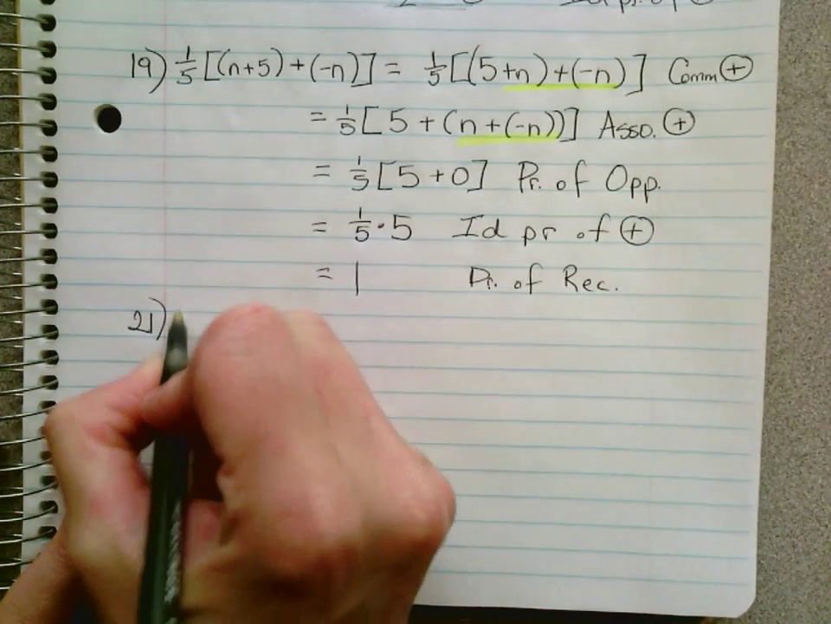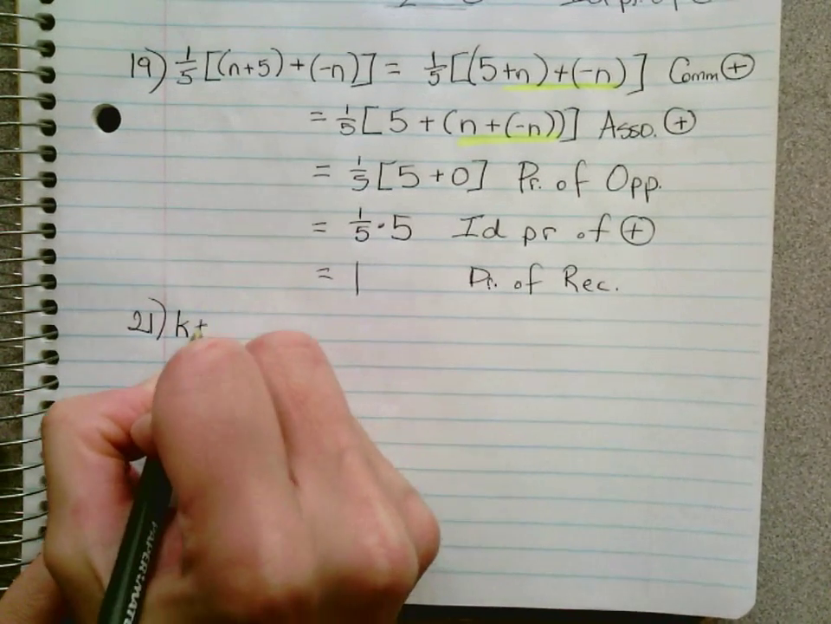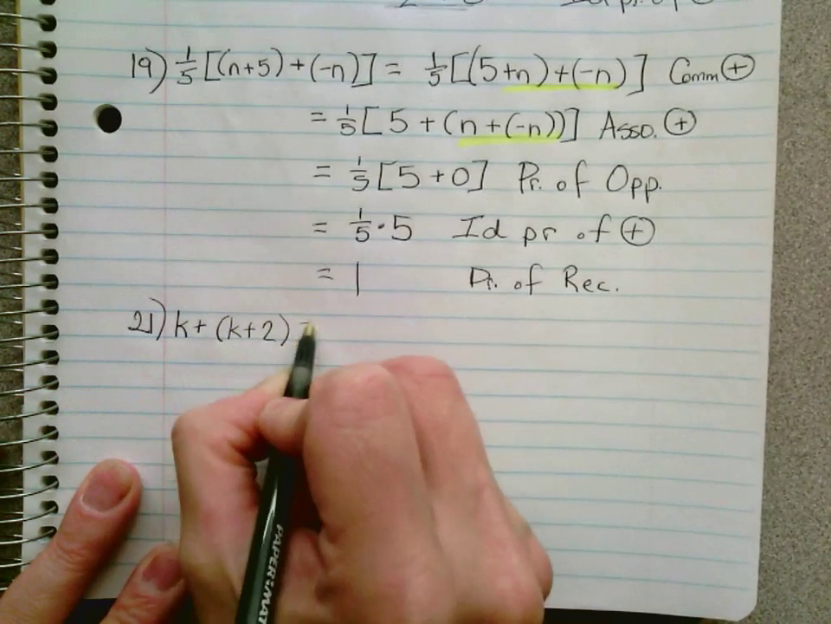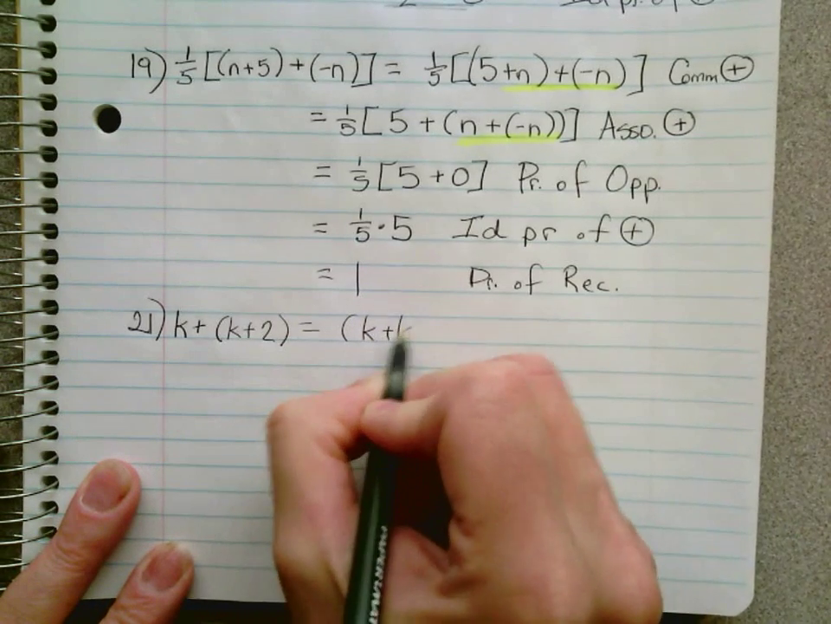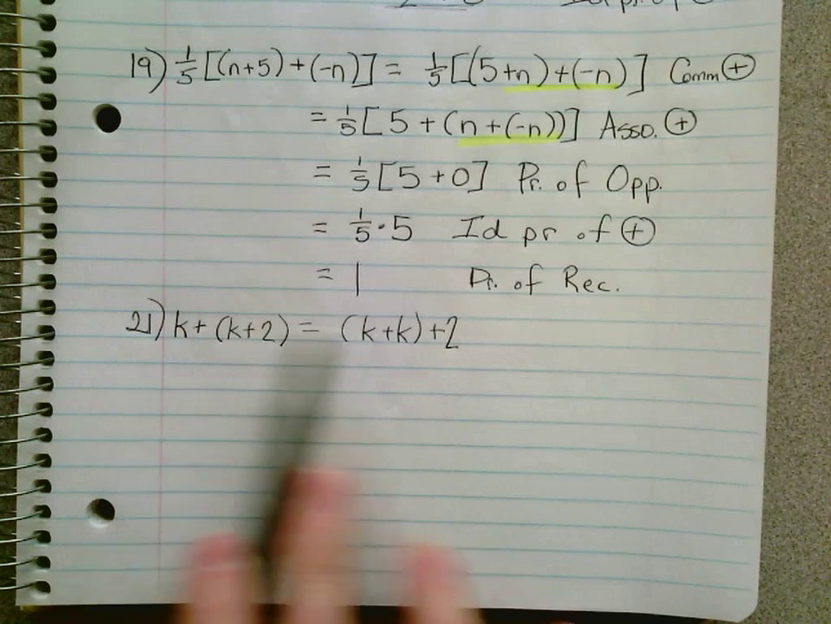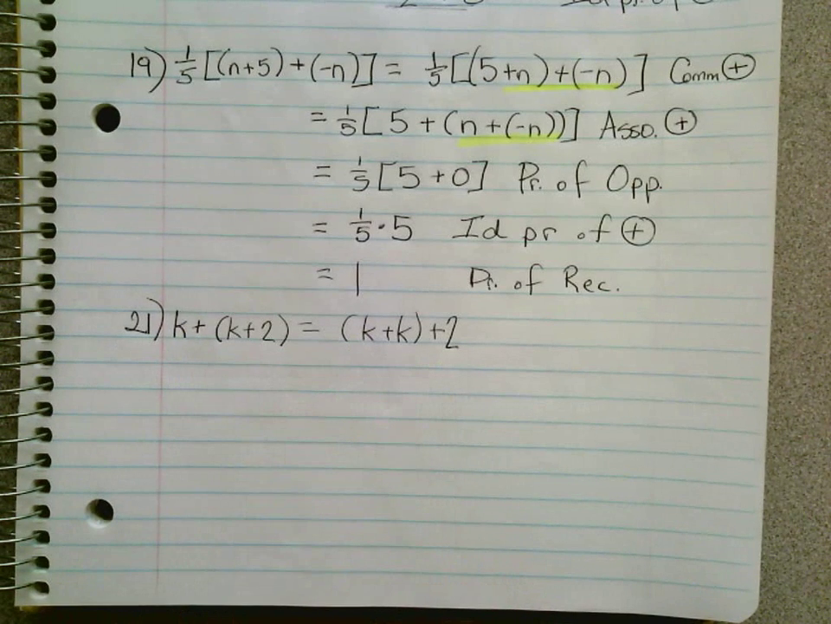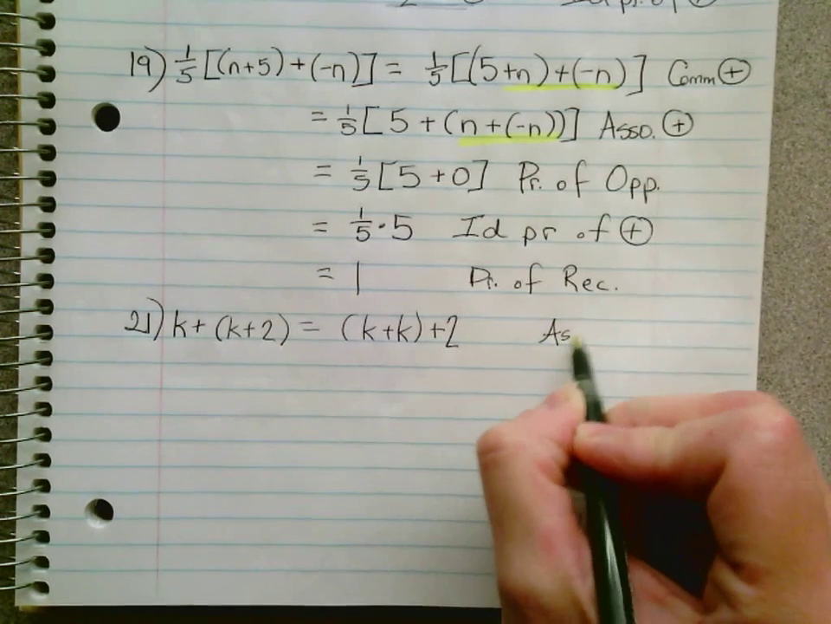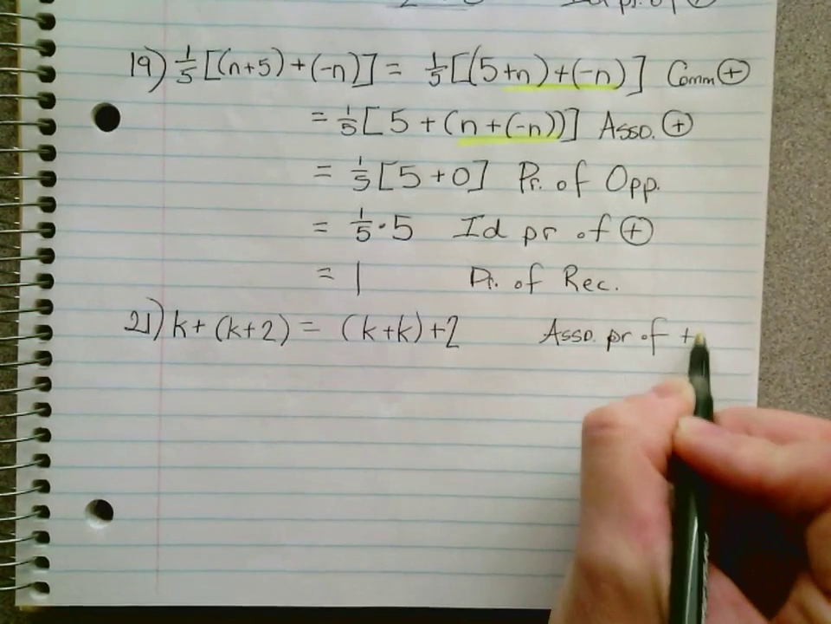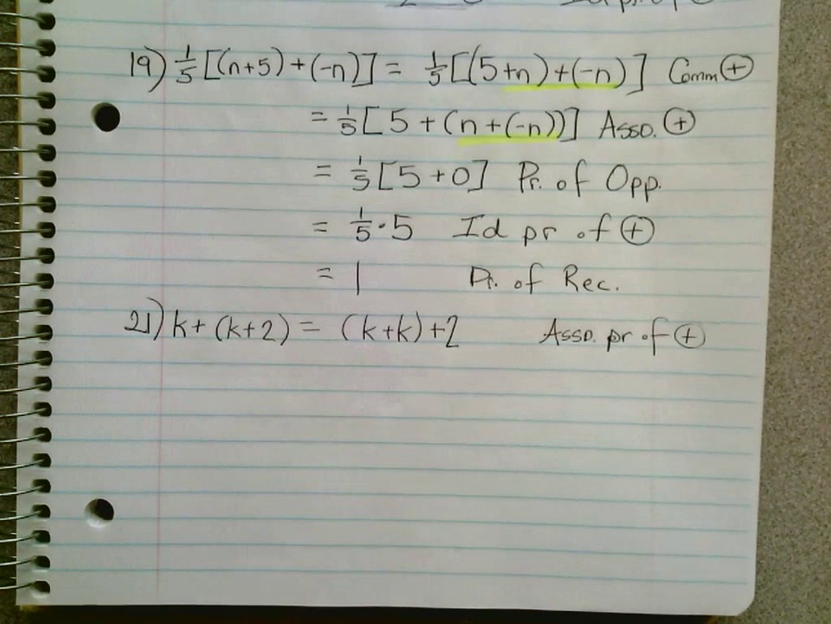21. The starting point is k plus 2 is the same as k plus 2. They started with this given. No order has changed, but they've been regrouped. Percy, what is it? Associative. Yeah. Associative property of addition makes this possible.